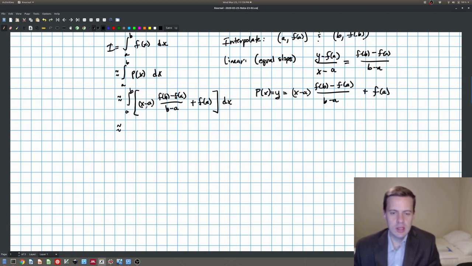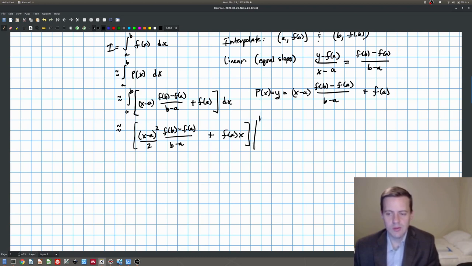So I take the integral. Now this is just a constant. This is a slope, and this is multiplied by x minus a. So at the end I'm going to get x minus a squared over 2 for the linear term, times f of b minus f of a divided by b minus a, plus, and then when I integrate that one, I get f of a times x, and I'm going to evaluate this from a to b.